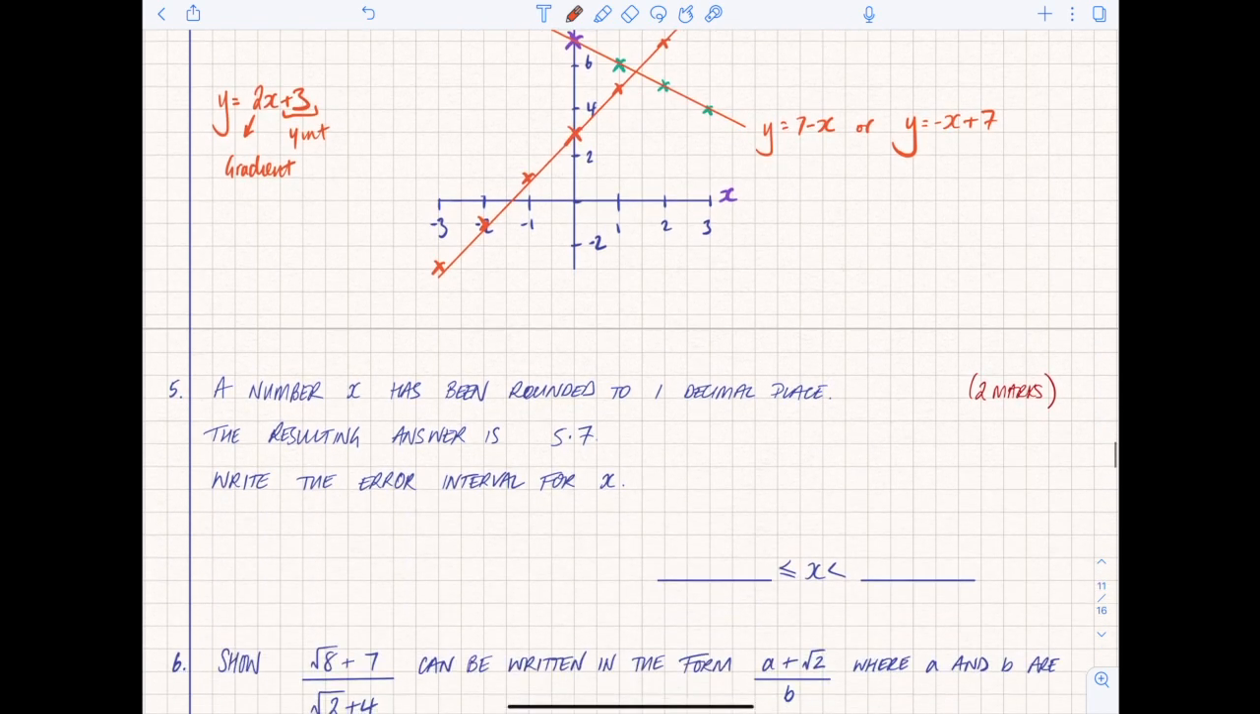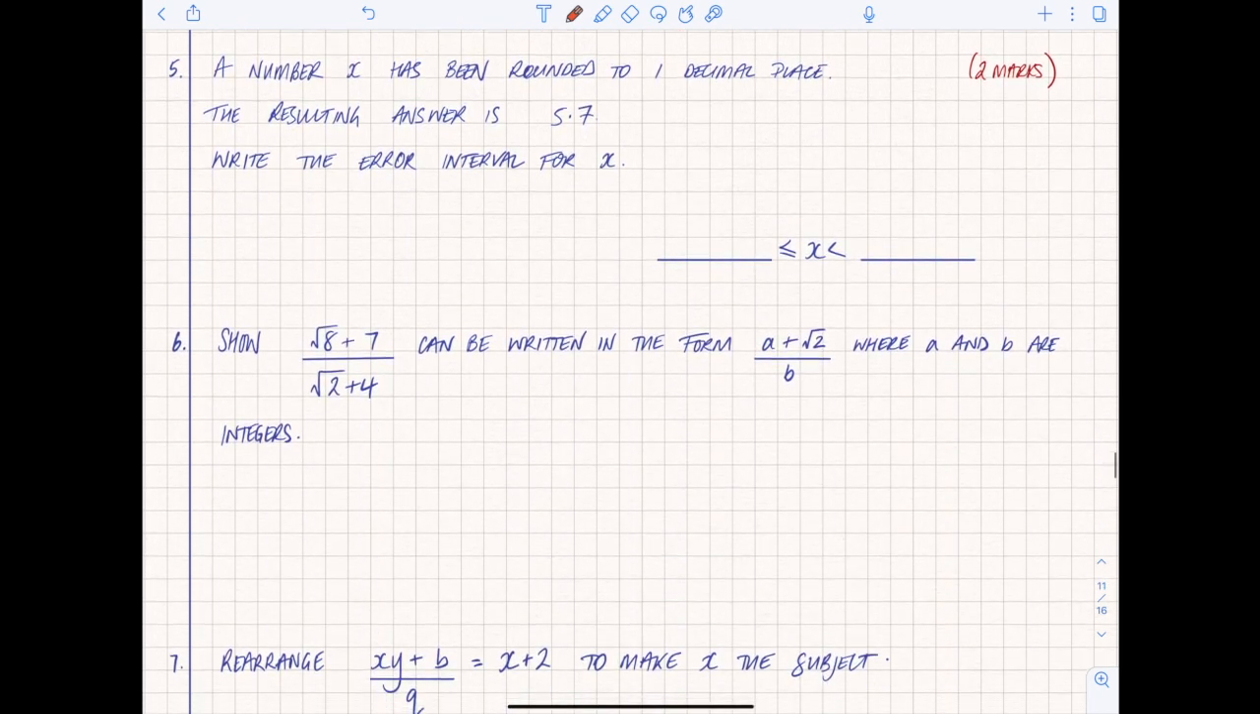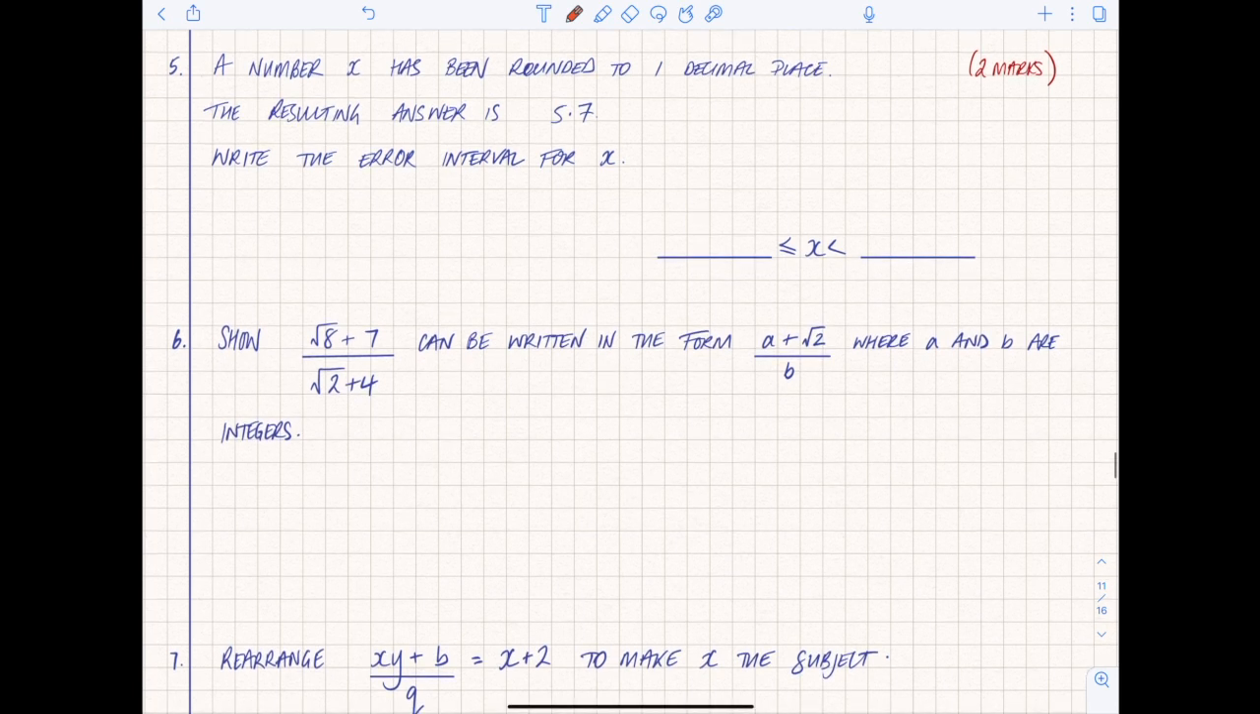Okay, right, moving on to question 5 now. Question 5 here is about error intervals. So we're going to talk about this one now. It says a number's been rounded to 1 decimal place. The resulting answer is 5.7. Write the error interval for x. So in this one, we're not too worried about the fact it's truncated or anything like that. This is just your basic error intervals.